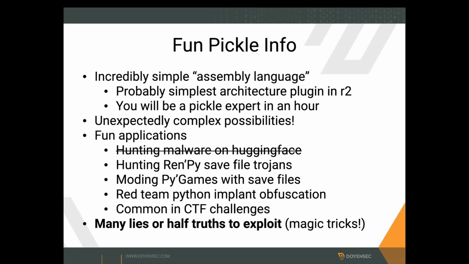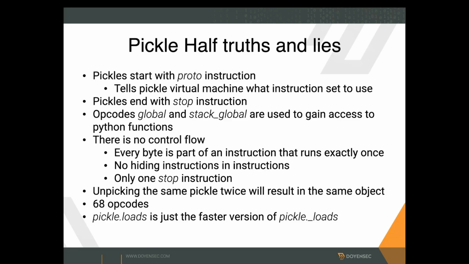The cool part, my favorite thing about pickles, like we saw before, is that there are many lies or half-truths to exploit in Python pickles, which is kind of the nature of how magic tricks work. So these are my favorite pickle half-truths and lies. A lot of these are what you'll find regurgitated on the internet in various blog posts about how Python pickles work. But they are, at best, deceptive. At worst, they are absolutely wrong.